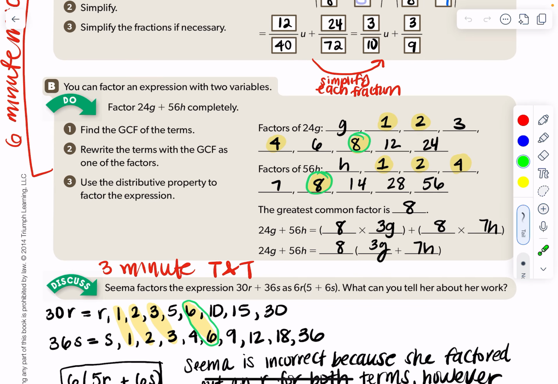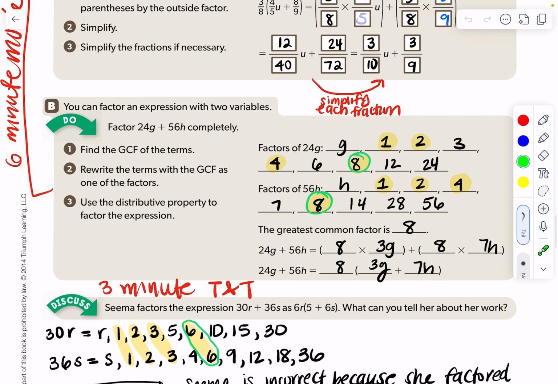And then the second model that you are going to do is around factoring 24g and 56h completely. Remembering from yesterday that when a term includes variables, that variable is part of the factor list, right? Because 24g means 24 times g, so it is a factor of that term. G is a factor of that term. So I went ahead and in my factor list, I listed the variables first for each of these, right?